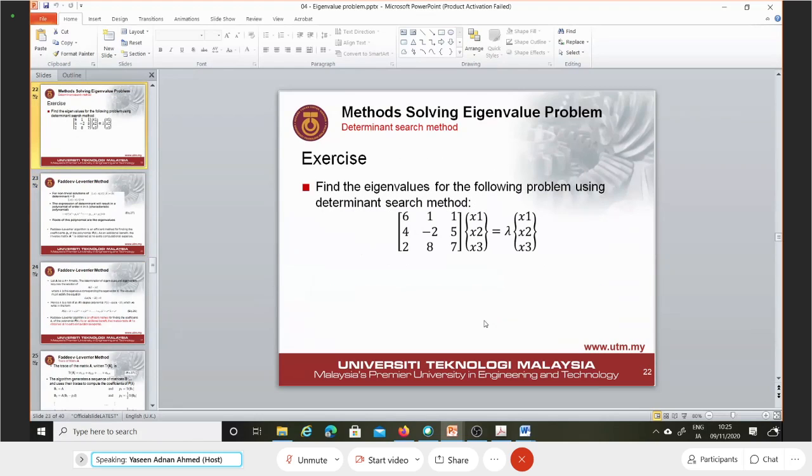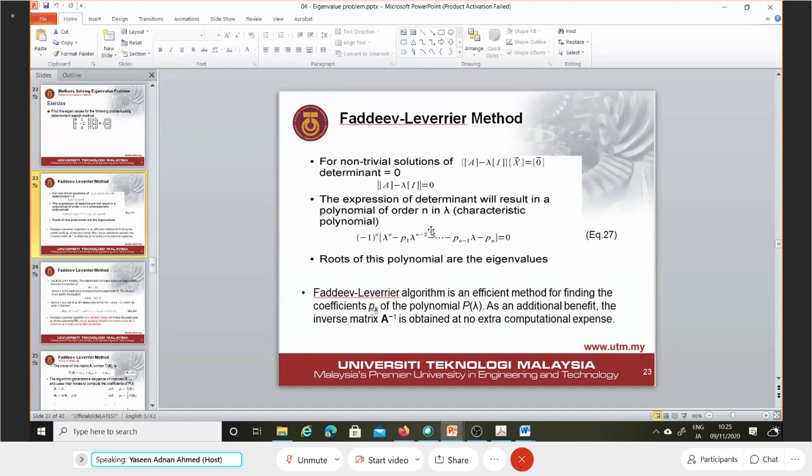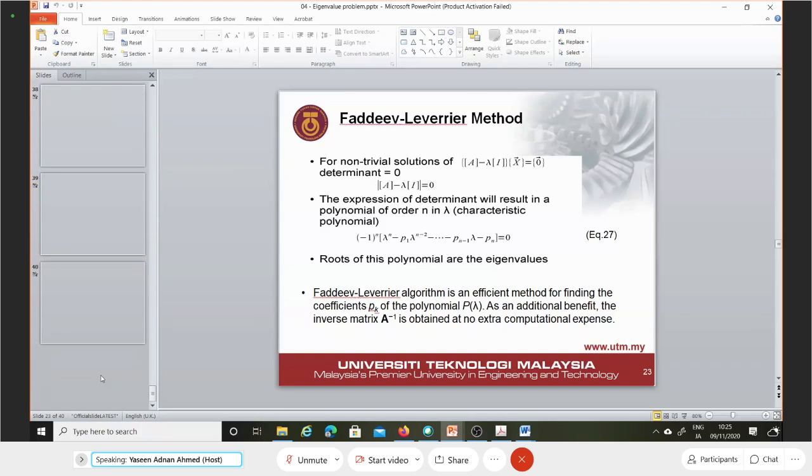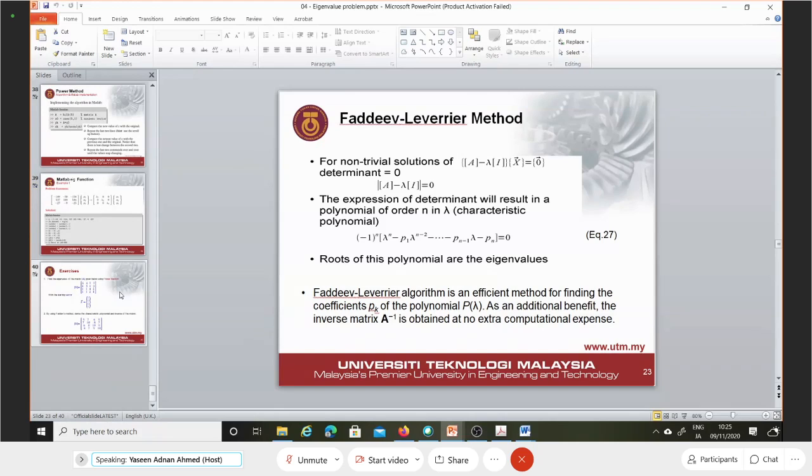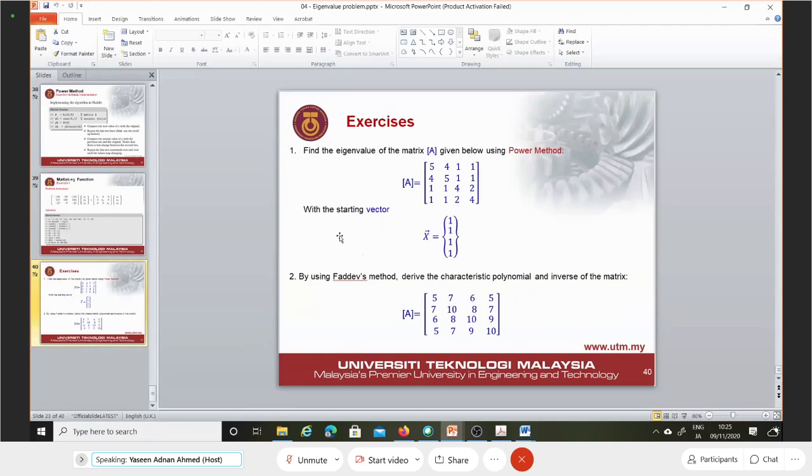Okay, so these are some problems. So here the matrix is already given for the determinant approach. But most probably you will not get the matrix in this way. You have to find it out for your system. Okay, so let's try to solve this problem. Faddeev-Leverrier method, and which problem we should choose. I go back here. Power method. Okay, let's do this.